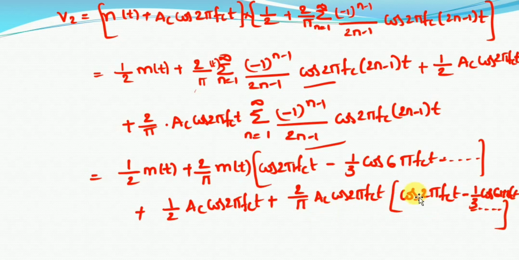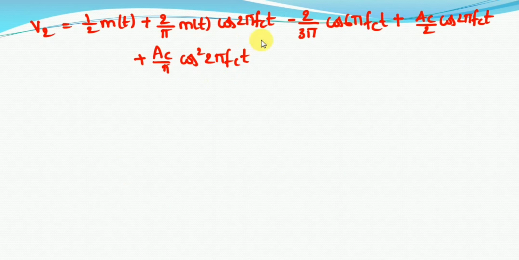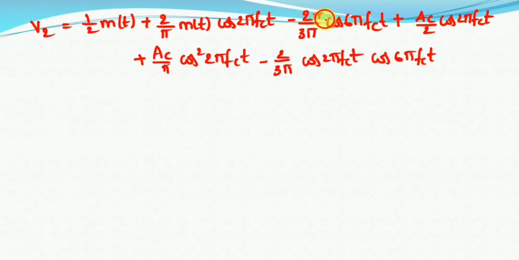Next it is minus 2 by 3 pi into cos 2 pi fct cos 6 pi fct. So here the m of t value will be there.